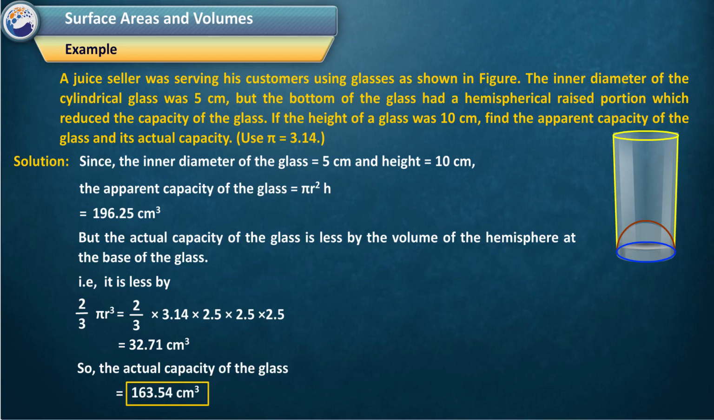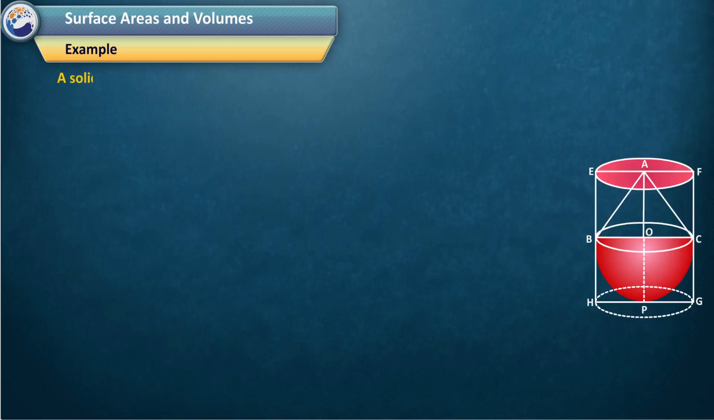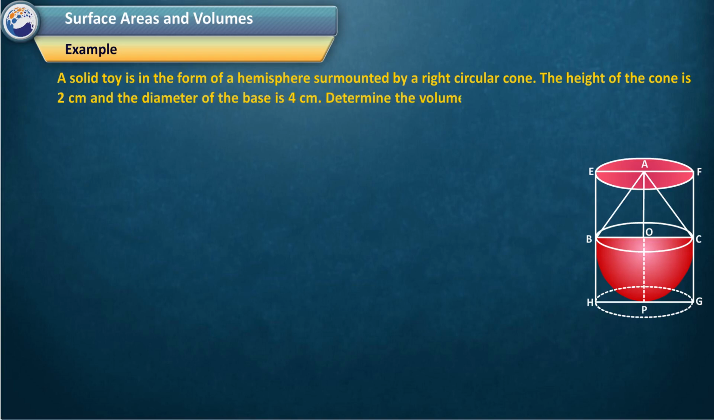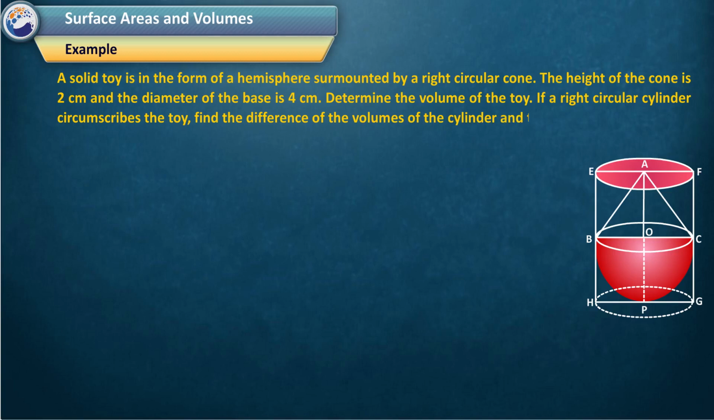163.54 centimeters cube. Example: a solid toy is in the form of a hemisphere surmounted by a right circular cone. The height of the cone is 2 centimeters and the diameter of the base is 4 centimeters. Determine the volume of the toy. If a right circular cylinder circumscribes the toy, find the difference of the volumes of the cylinder and the toy. Take pi equals 3.14.